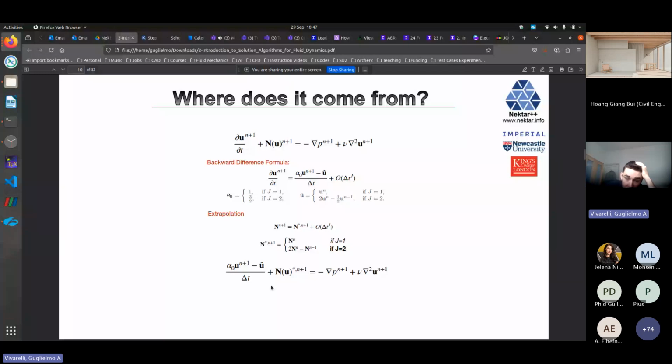We've moved on to discretizing the left-hand side. We're now missing the right-hand side of the implicit time step. So how do we go about that?